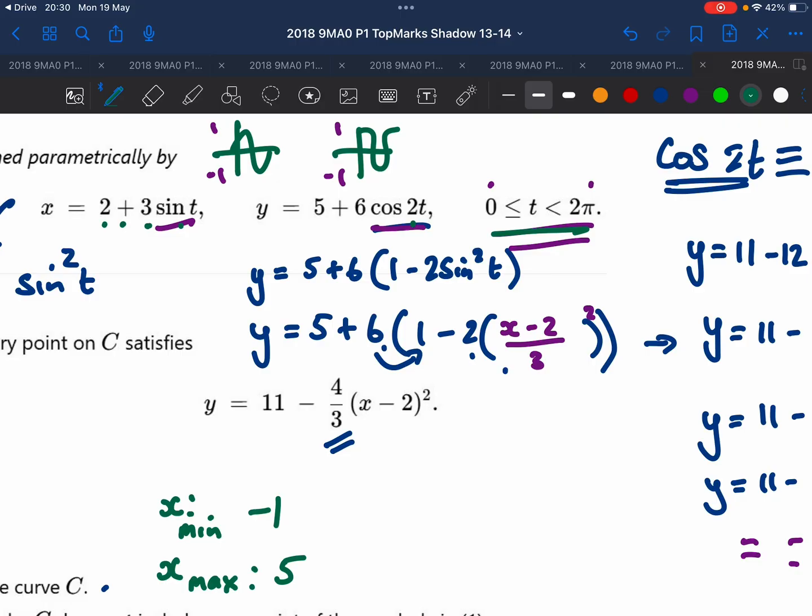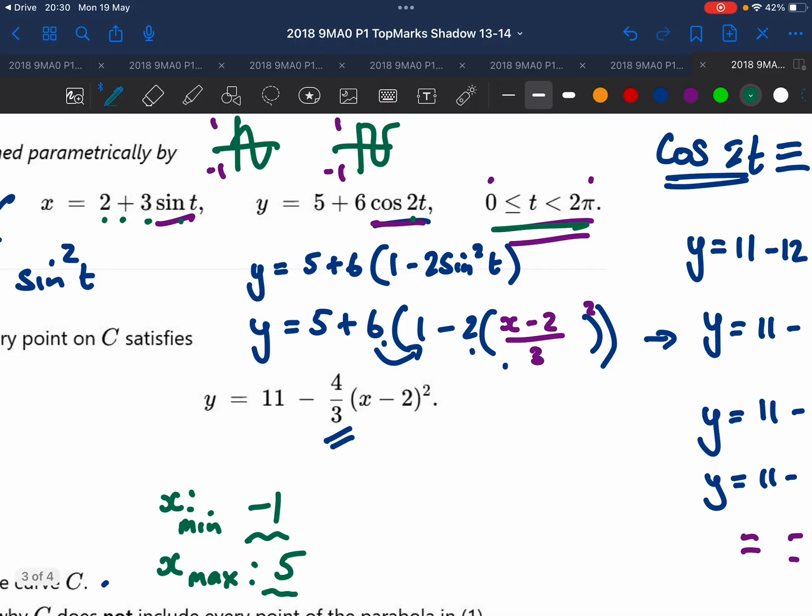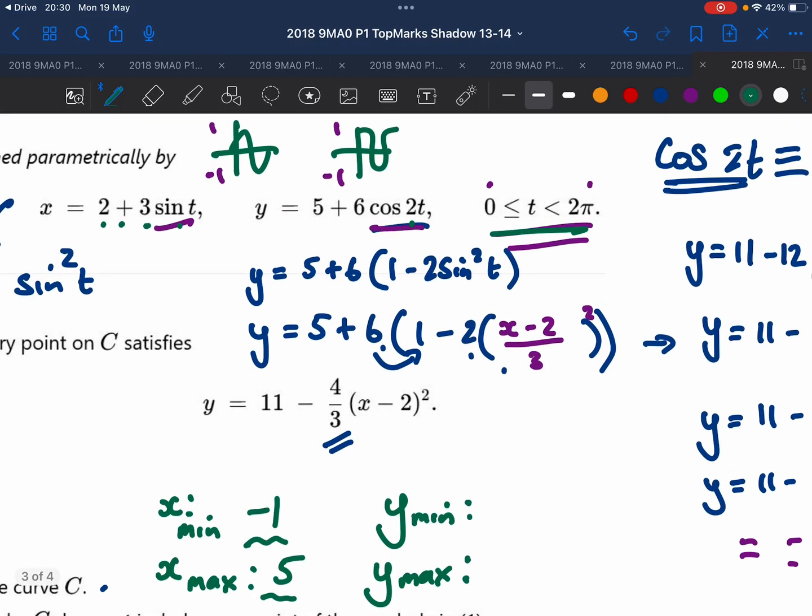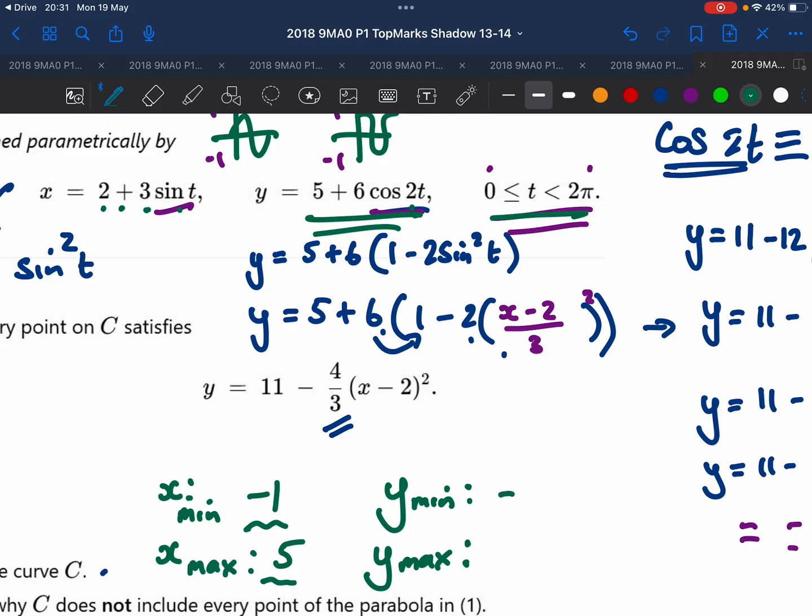So it tells you that the whole graph has to be between -1 on the left and 5 on the right. And we can do the same for y. So we can think about the y minimum values and the y maximum values. There's a 5 and there's a 6, so I'm just going to read this as 5 plus 6 and 5 minus 6. So the minimum y value would be -1 and the maximum would be 11. And 11 just came up a minute ago, actually, didn't it, in our discussion?